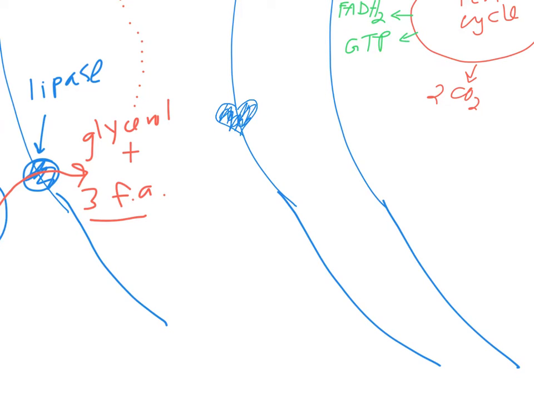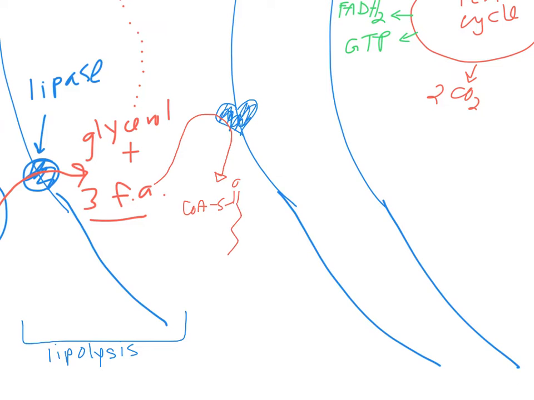The second part is called lipolysis, or break the fat. And then the next part is called activation. So the fatty acid is activated to become an acyl-CoA. So I'm going to draw some of this out. So remember, fatty acid. Okay, so this next part here is going to be called activation.